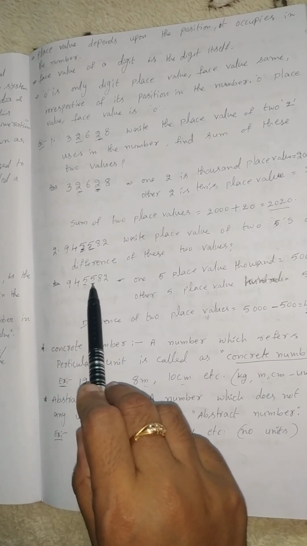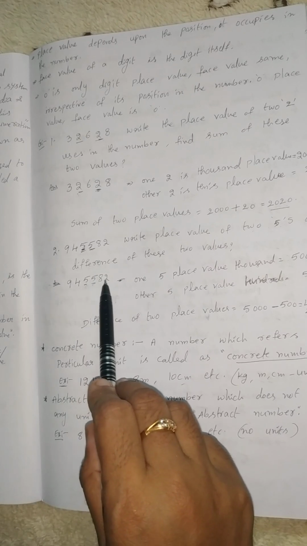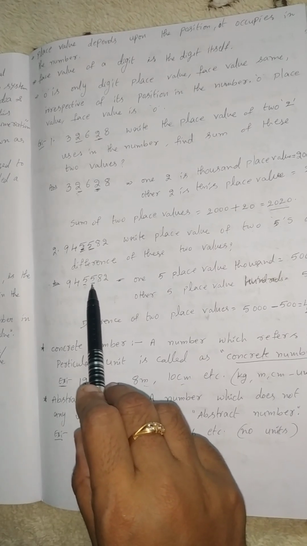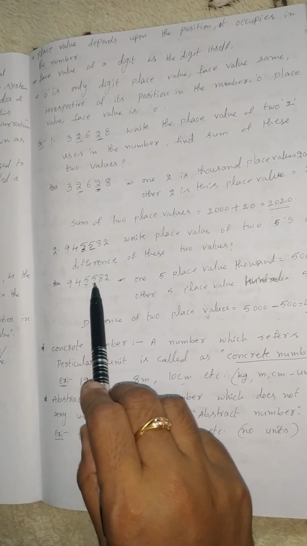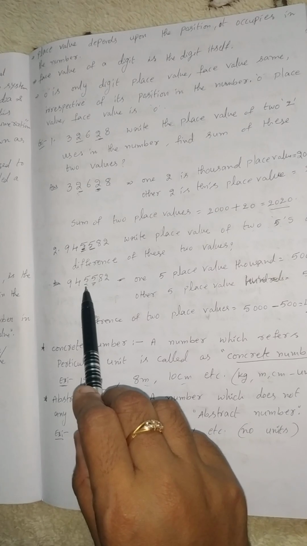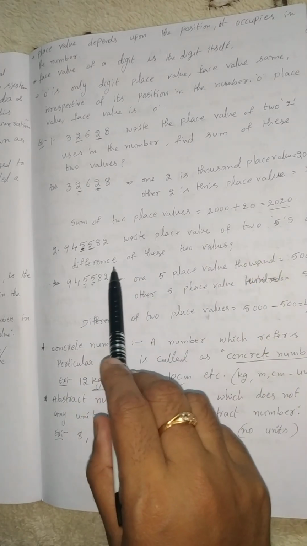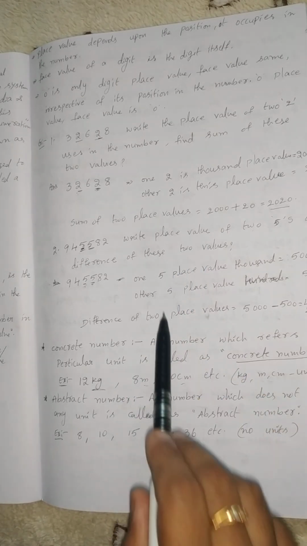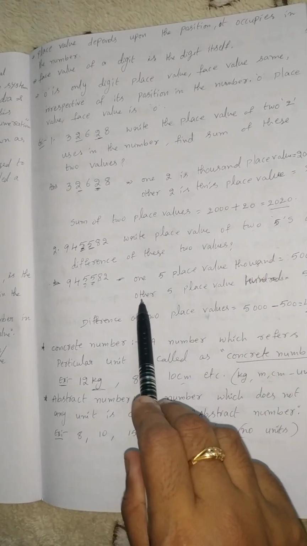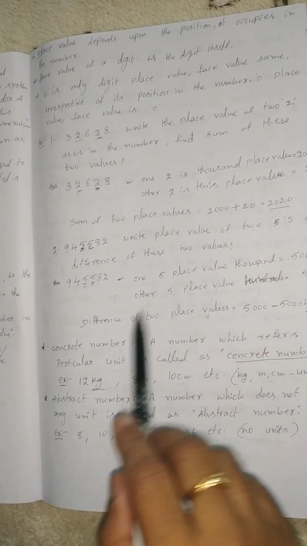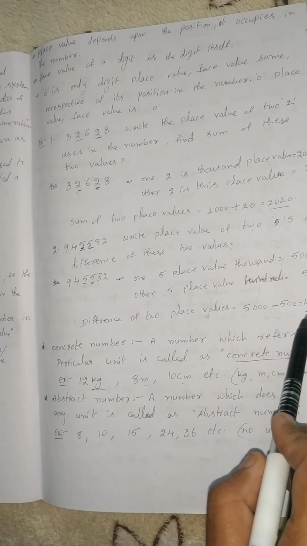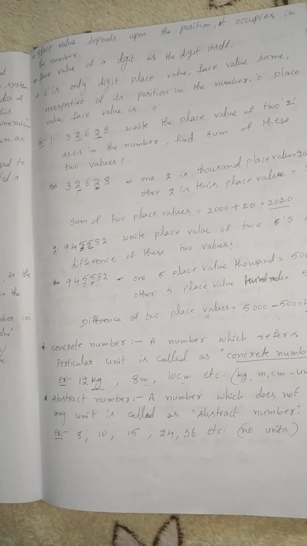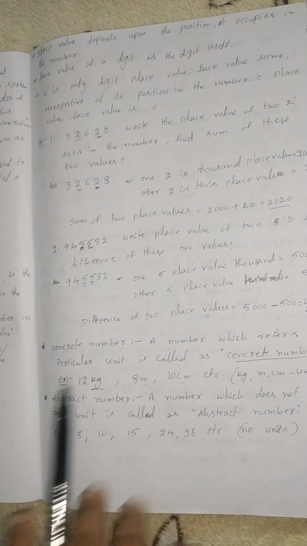945582. One of the 5's place value is ones, tens, hundreds. One of the 5's place value is 500. Another one, ones, tens, hundreds, thousands. So, the other 5's place value is 5000. What did they ask? The difference of these two values. So, one of the 5's place value is 5000. The other 5's place value is 500. The difference of the two place values is 5000 minus 500 equals 4500.